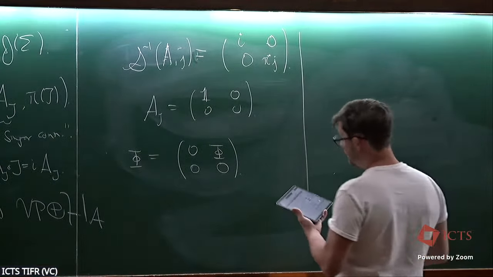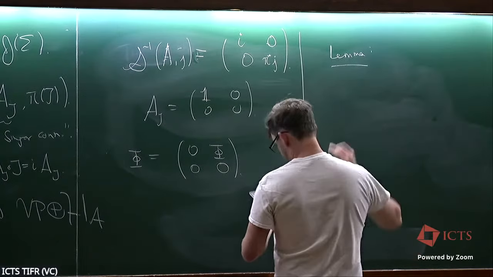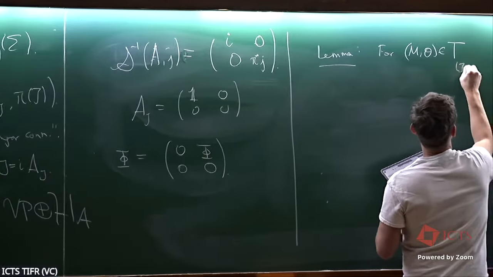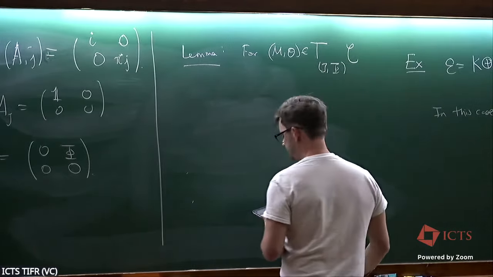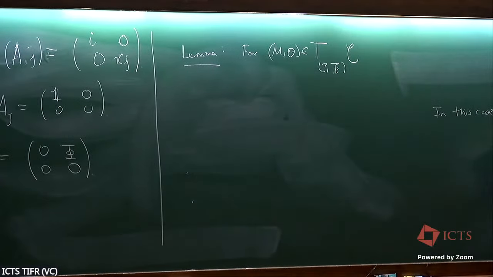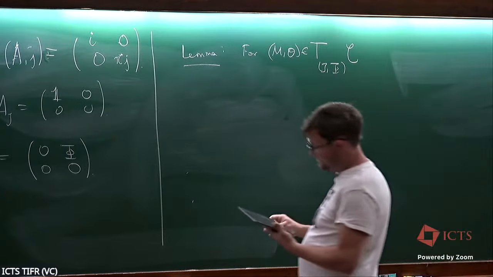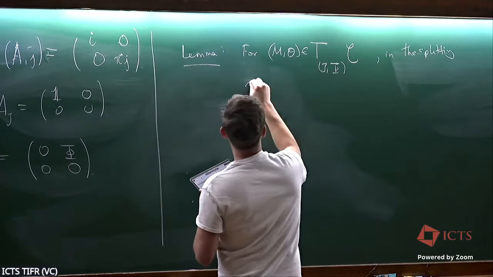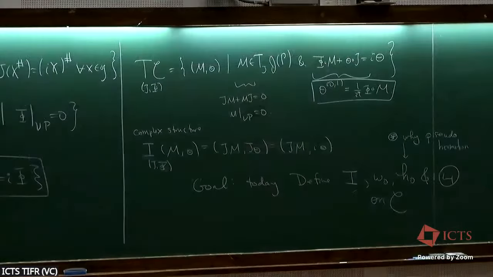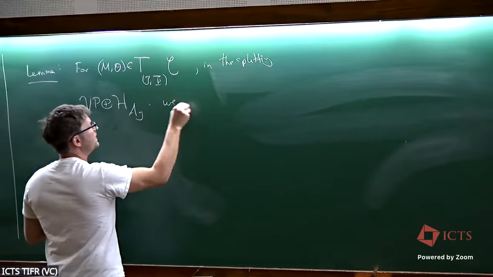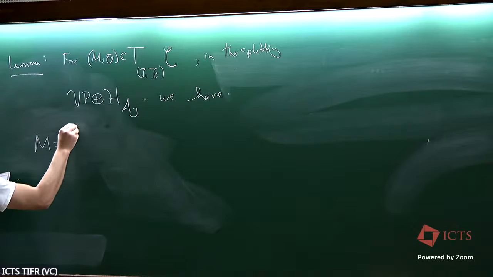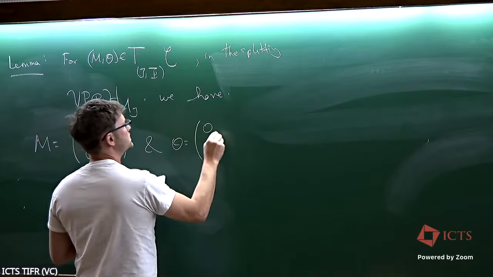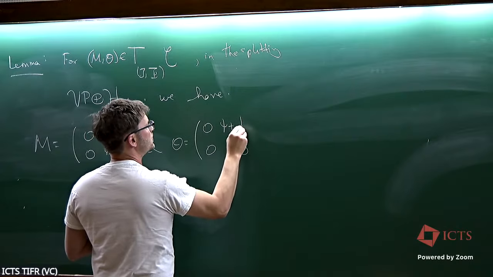Okay, so lemma: for M, theta in the tangent space at (J, phi) to C, in the splitting of the Chern connection, we have M is 0, 0, beta, m, and theta is 0, 0, 0, psi plus 1 over 2i phi mu.